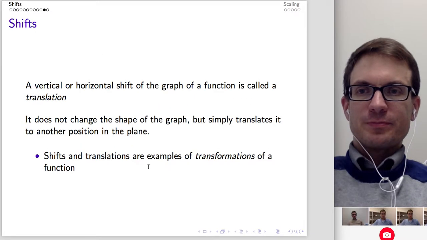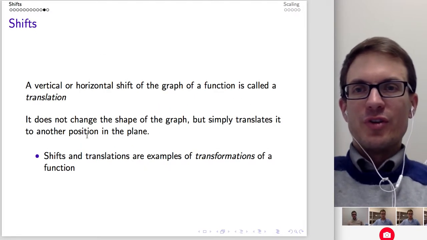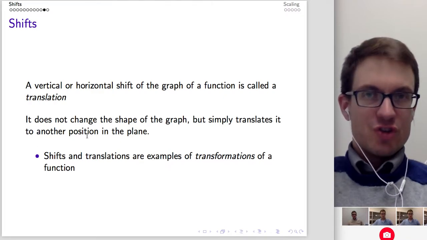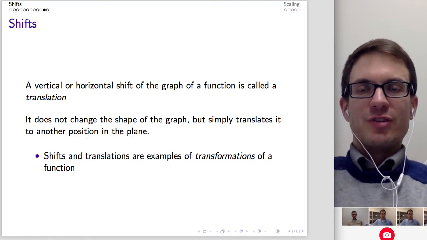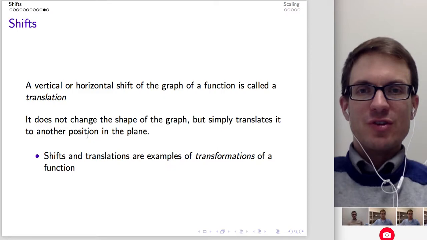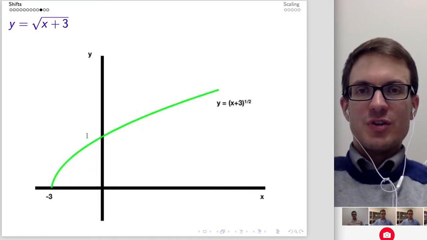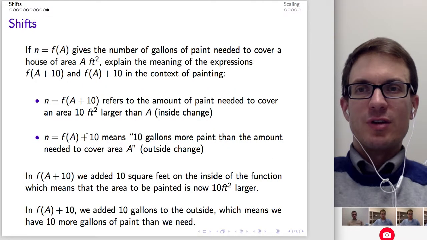Okay. So vertical and horizontal shifts are translations. It doesn't change the shape of the graph. It just translates us to another position. So these are transformations. See, always the same shape, but it moves to a different position.